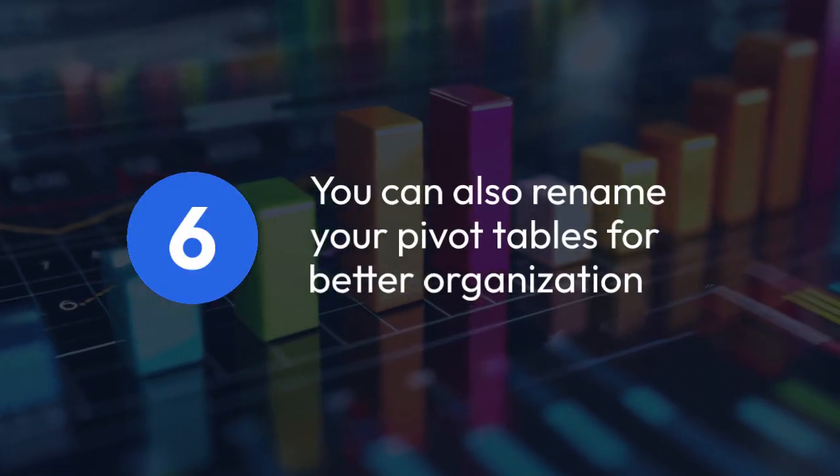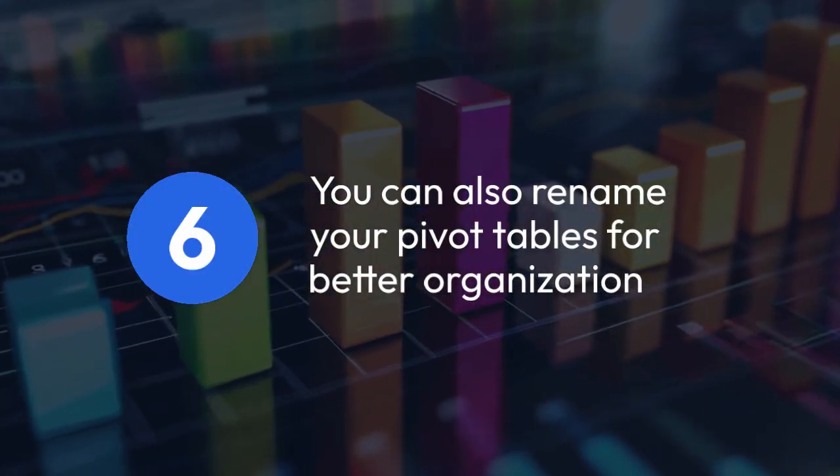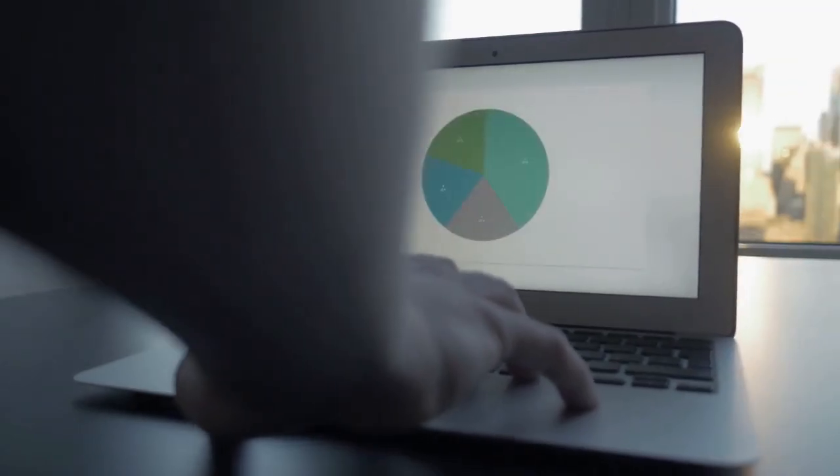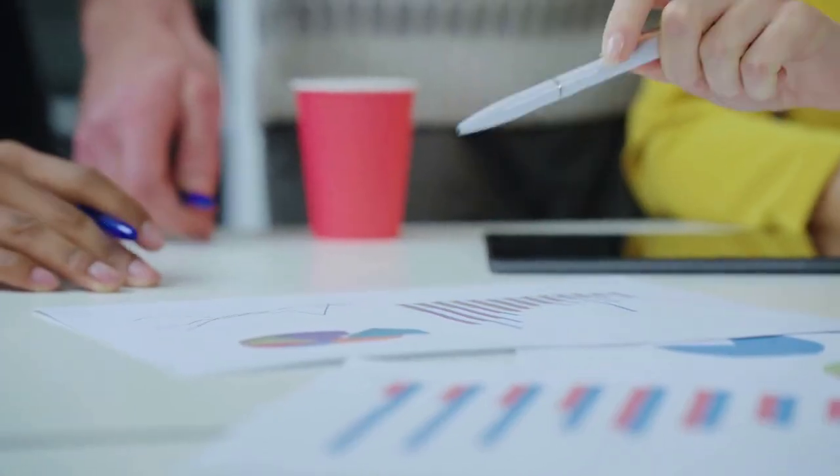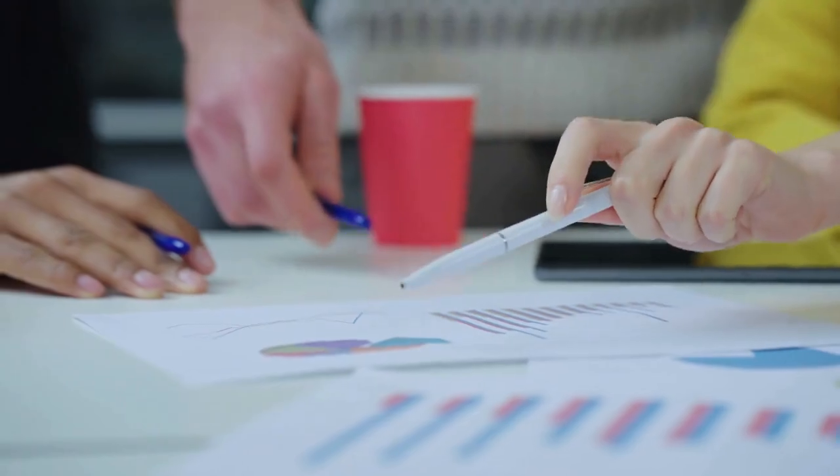Then, you can also rename your pivot tables for better organization by double-clicking on the table name in the top left corner and entering a more descriptive name. This makes it easier to identify the purpose of each pivot table.